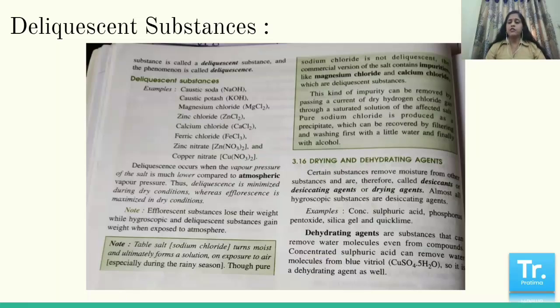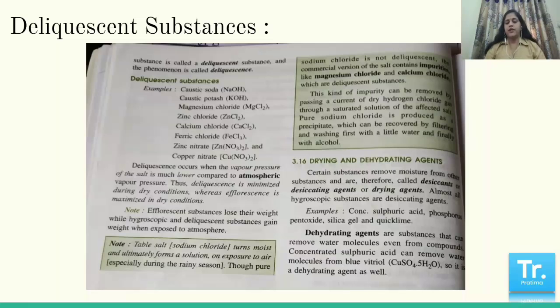The table salt turns moist and ultimately forms a solution, but sodium chloride is not deliquescent. When we say table salt, common salt, we know it is sodium chloride, but sodium chloride is not deliquescent. We studied just now. It is, but when you keep it open, it will turn into liquid. The reason behind is that it contains magnesium chloride and calcium chloride, which are highly deliquescent in nature. So they will absorb the moisture, and therefore sodium chloride being soluble will definitely dissolve in it.